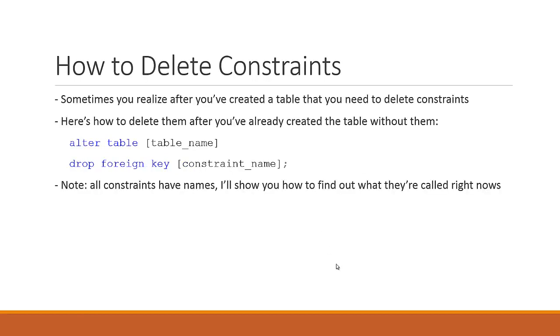Sometimes you realize after you've created a table that you need to delete constraints because maybe they are just too specific. They're too tight on your data, and you're running into a lot of problems, and it's causing a lot of misery, and you just want to get rid of the constraints because they're causing more harm than good. So here's how to delete them after you've already created a table with them.